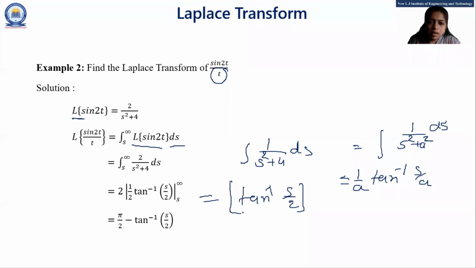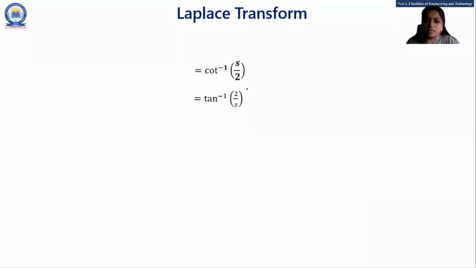And the limits are s to infinity, right? So if I put infinity first, tan inverse infinity is pi by 2, students. You all know. Tan inverse infinity is pi by 2 minus tan inverse s by 2. Now pi by 2 minus tan inverse s by 2 is cot inverse s by 2, right? And if I interchange this numerator and denominator, my answer is tan inverse 2 by s. You may write your final answer in the form of cot or in the form of tan, as you wish.